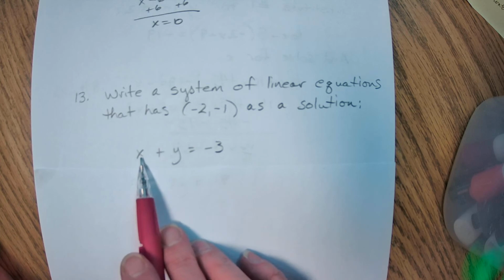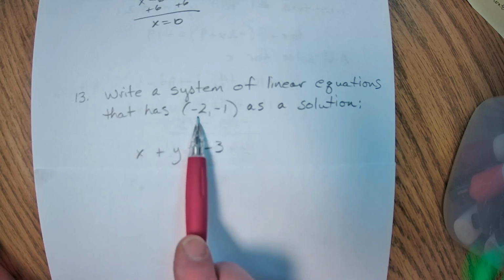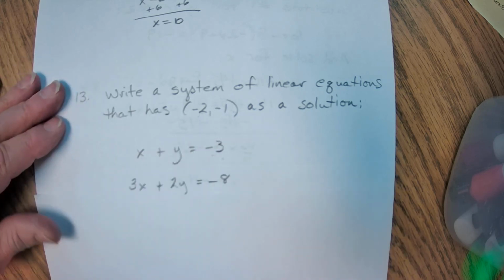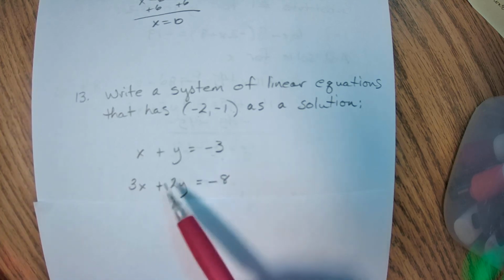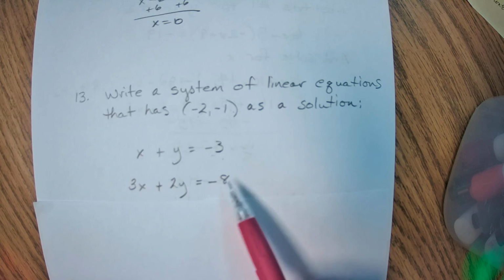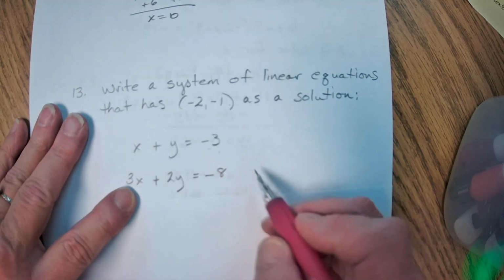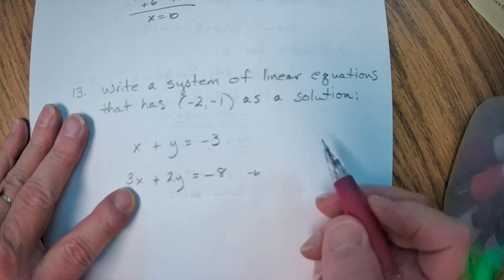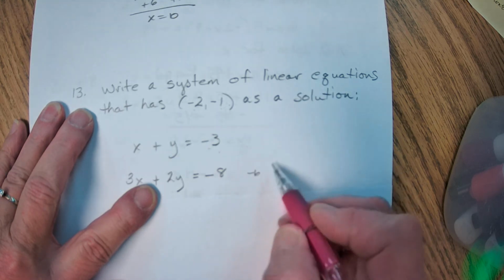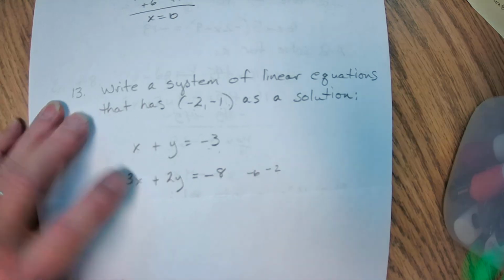One of my equations would be x plus y equals negative 3, because I just added these. x plus y, negative 2 plus negative 1 is negative 3. And then the next one I said 3x plus 2y equals negative 8. So if I took x and multiplied it by 3, I would get negative 6. If I multiplied that by 2, it would be negative 2. And negative 6 plus negative 2 is negative 8.